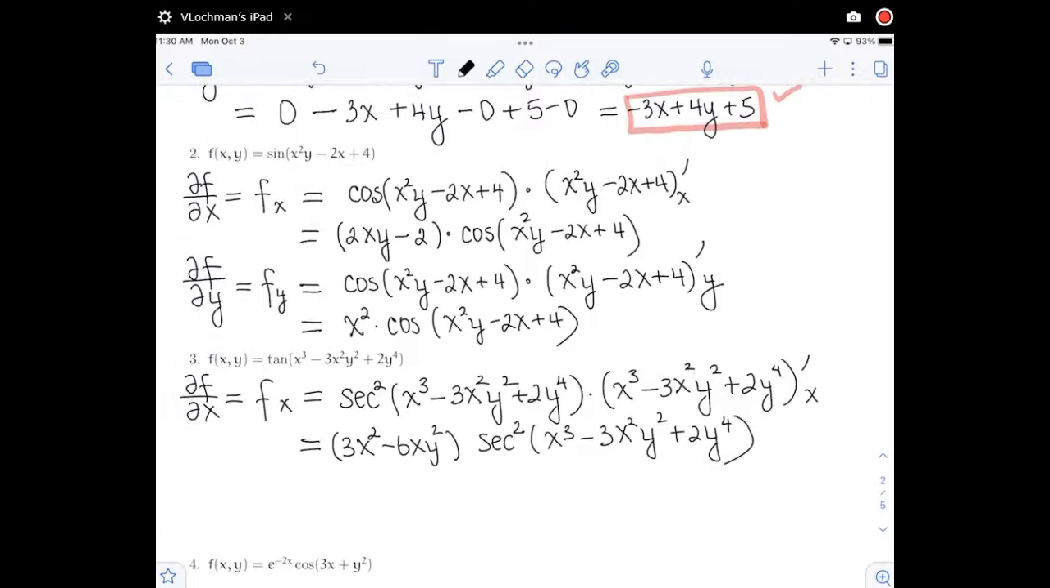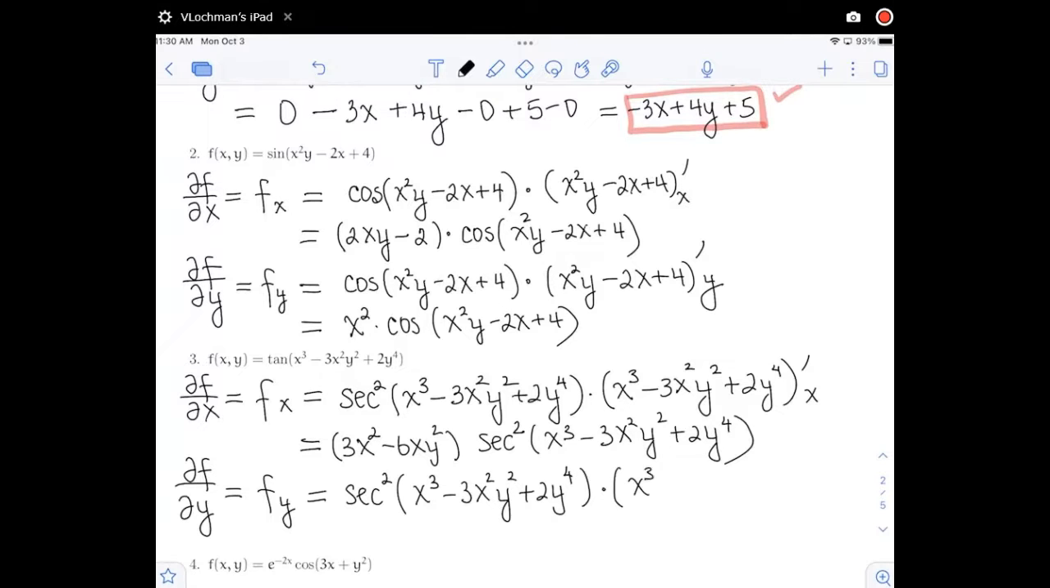Good. Okay. Let's see, df dy or f subscript y. Okay, well, the second part is not going to change. This is going to be the same times. Now I would like this expression to be differentiated with respect to y. Okay. All right. You guys go ahead and tell me what we get.